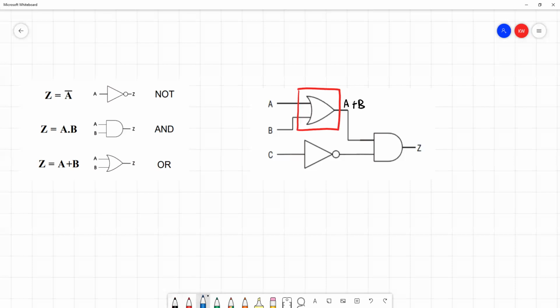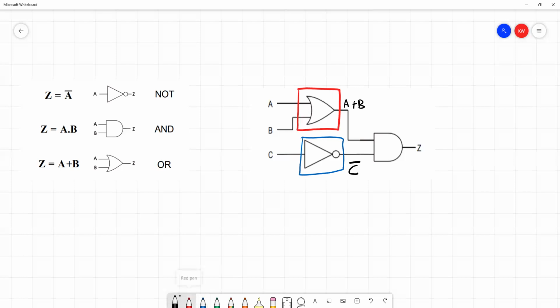We can then turn our attention to the NOT gate that's fed by input C. And what our table tells us, whatever input we have to a NOT gate, the output is represented by that input, a bar across the top of it. So C bar is our output from the NOT gate.